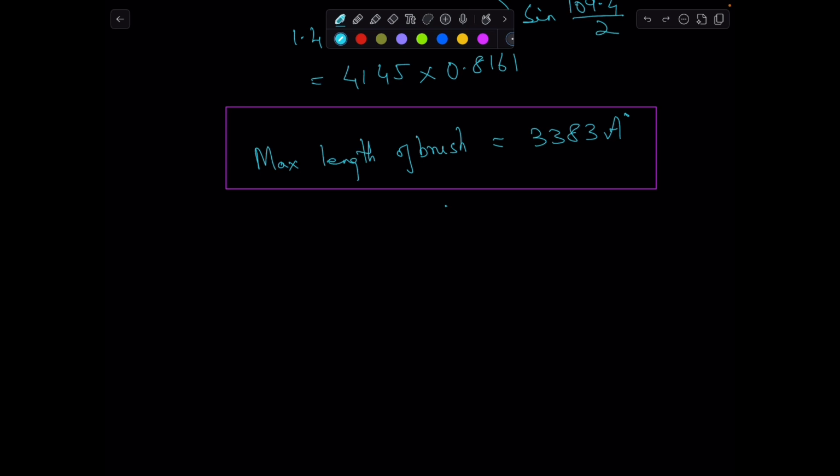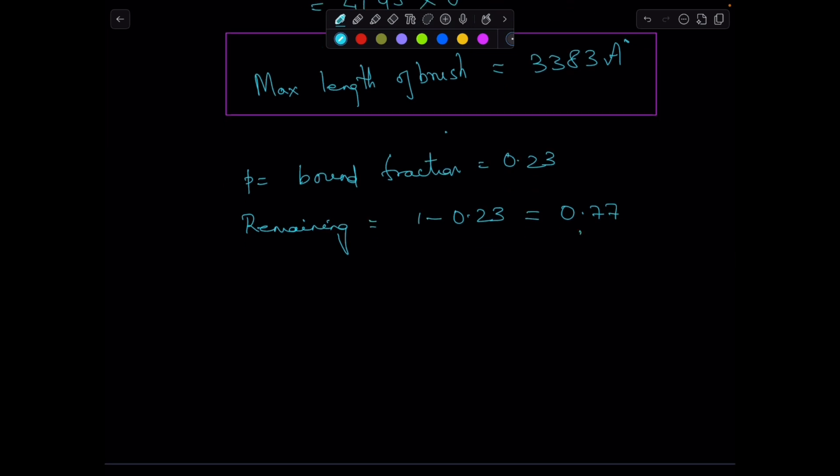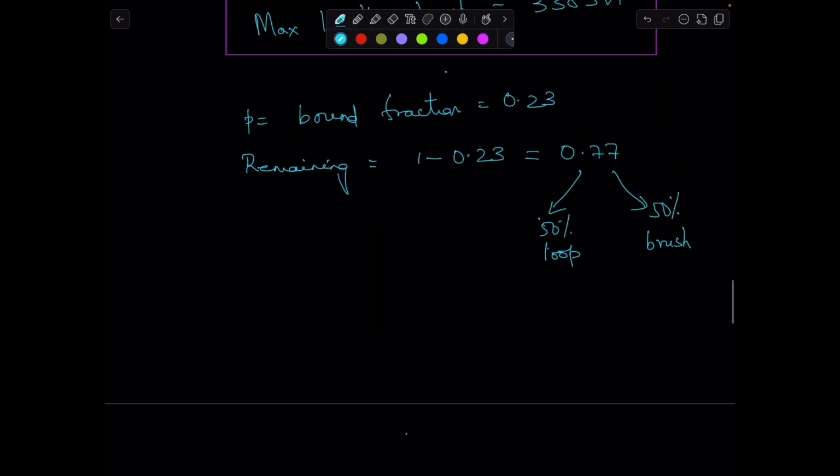So bound fraction was 0.23, and so the remaining is 1 minus 0.23, which is 0.77, and this time let's say that 50% of 0.77 is in the loop form and 50% of this is in the brush form, which means 0.77 over 2, that is 0.385, is in the loop form and 0.385 is in the brush form.